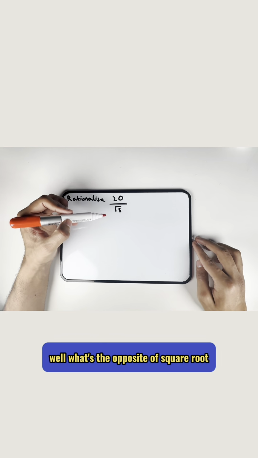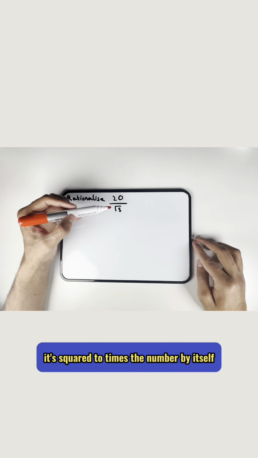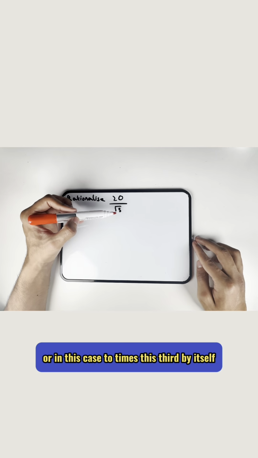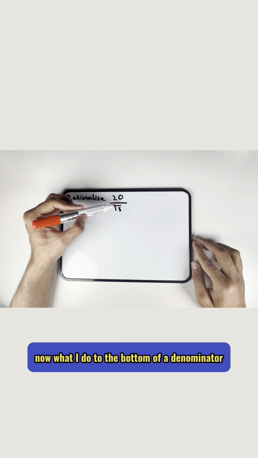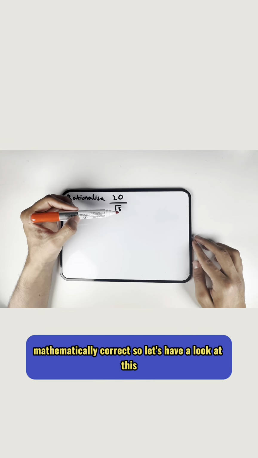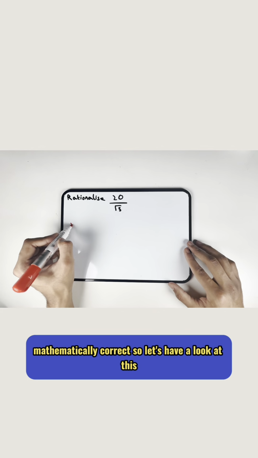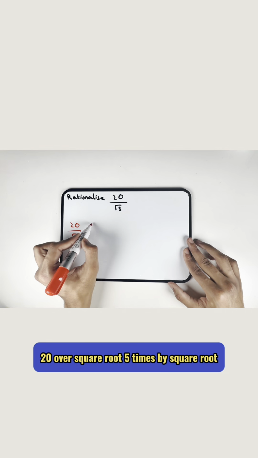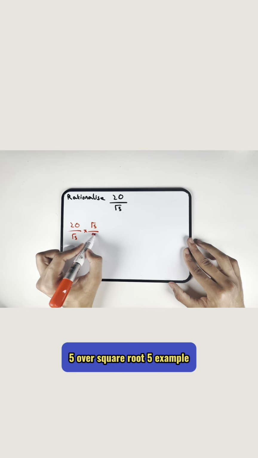Well, what's the opposite of square root? It's squared, to times a number by itself, or in this case, to times this surd by itself. Now, what I do to the bottom of a denominator, I also have to do to my numerator to keep that fraction mathematically correct. So let's have a look at this. 20 over square root 5 times by square root 5 over square root 5.